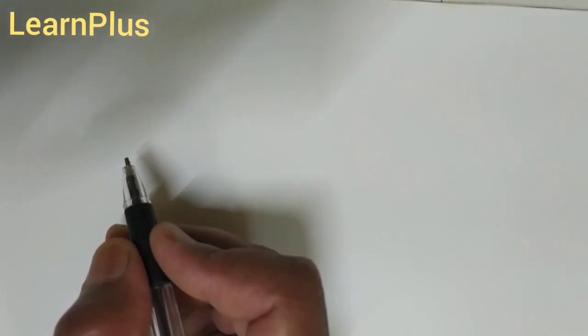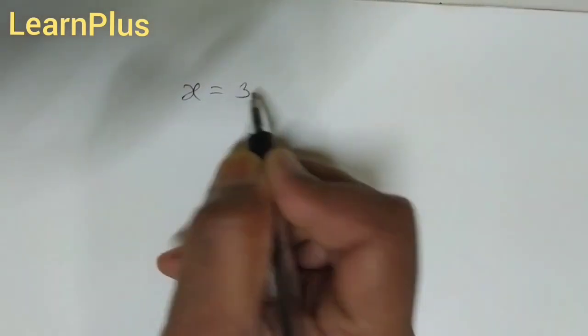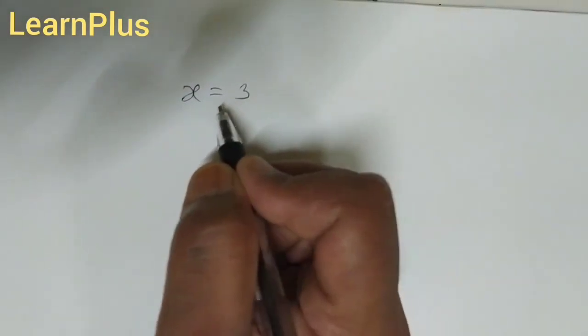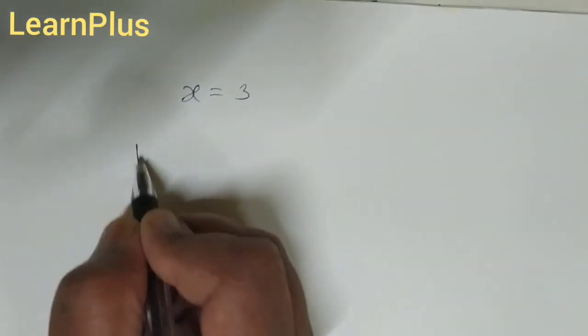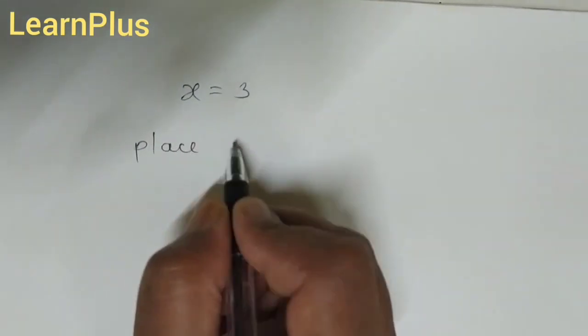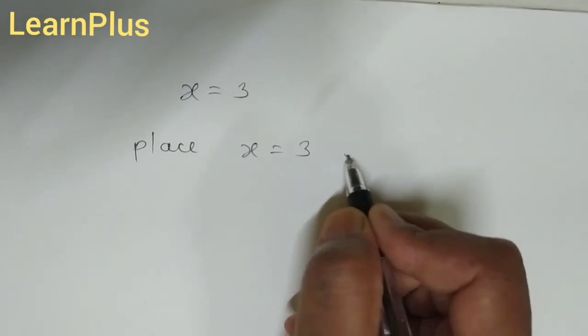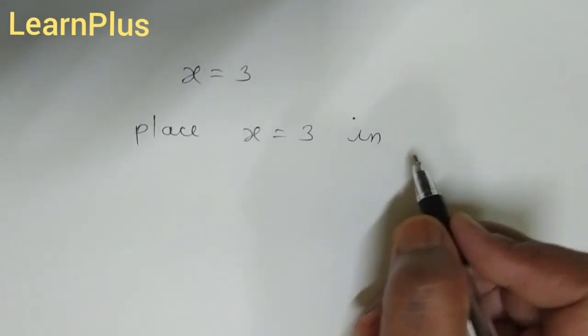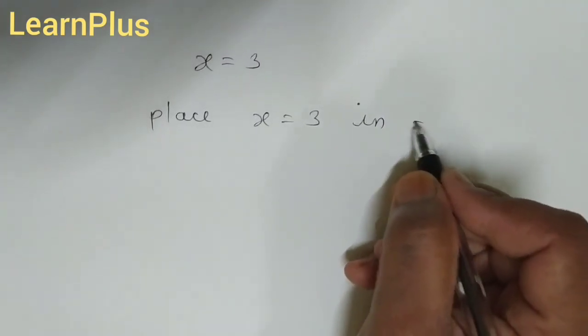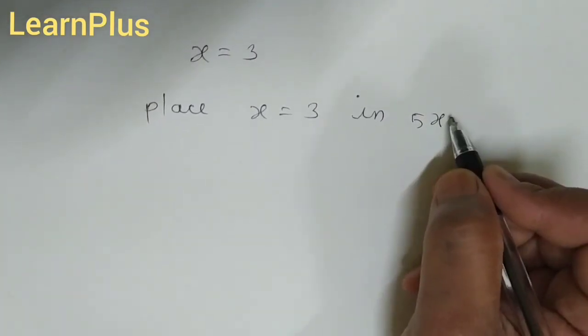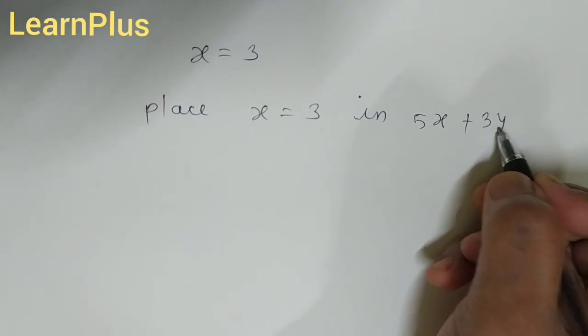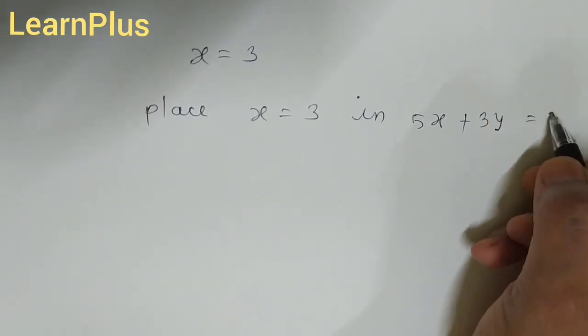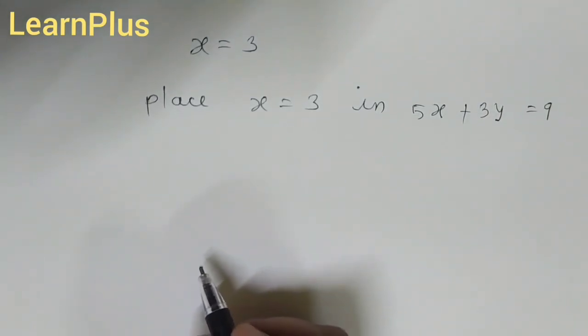Now we can find the value of y. Okay. Now here we'll put the value x is equal to 3. We found here that x is equal to 3. Then we'll place this value x is equal to 3 in any equation. We'll take here the first equation. What is the first equation? 5x plus 3y is equal to 9. This is the first equation.